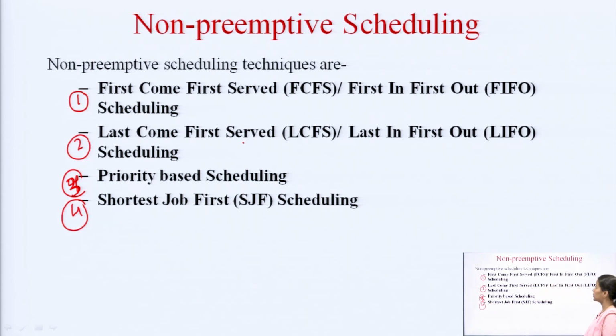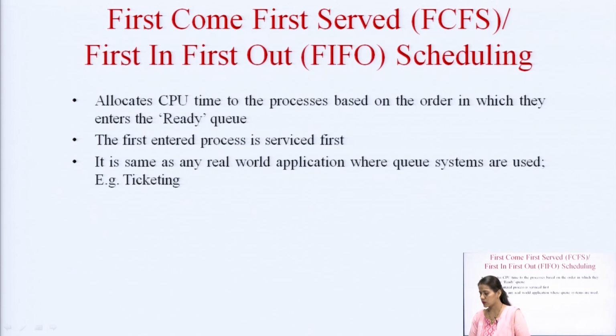The last type of non-preemptive scheduling is shortest job first scheduling. In this case, the tasks are scheduled based on the execution time taken by that particular task. So, these 4 types of non-preemptive scheduling we are going to discuss in the subsequent lecture slides.